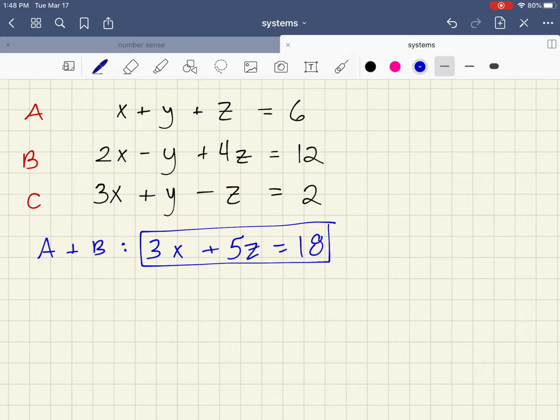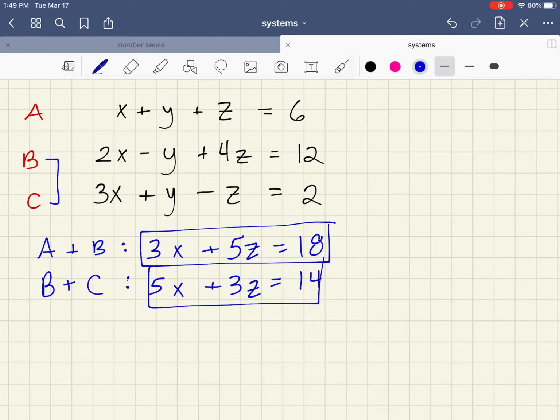Then I can either take A and C and subtract them, or I could take B and C and add them. I like B plus C just because addition generally results in fewer mistakes. So if we add B plus C, we get 5x plus 3z equals 14. And I like to call this equation D and equation E.